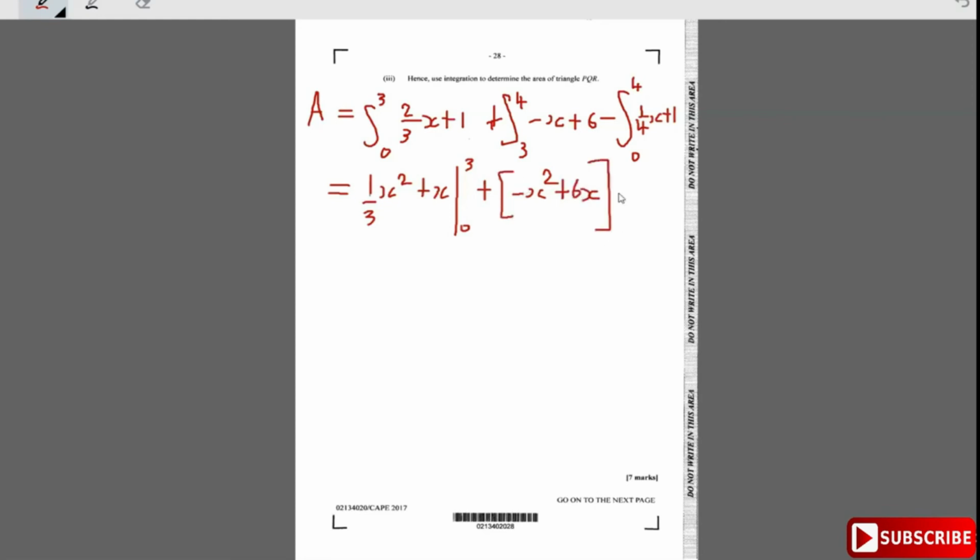And then finally we have minus. Add 1 to the power, x squared divided by the power. So it's 1 over 4 times 2. 4 times 2 is 8. So it's minus x squared over 8, plus x. And this one is going from 0 to 4.